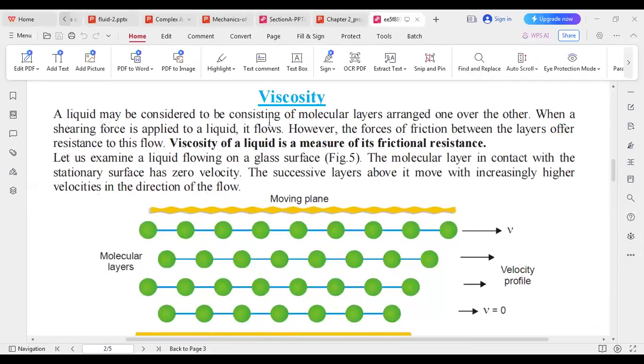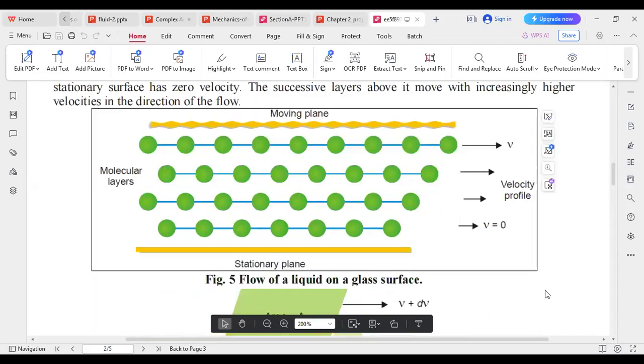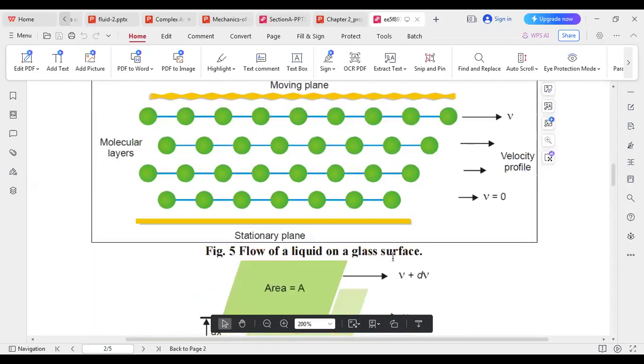For viscosity, a liquid may be considered as consisting of molecular layers arranged one over another. So when shearing force is applied to a liquid, it flows. However, the forces of friction between the layers offer resistance to this flow. So the viscosity of a liquid is a measure of its frictional resistance. Let us examine a liquid flowing on a glass surface. Suppose these are the molecular layers and this is the moving plane with velocity v, and the velocity profile. And there is no shearing, which is why velocity will be 0 there. So this is the flow of liquid on a glass surface.